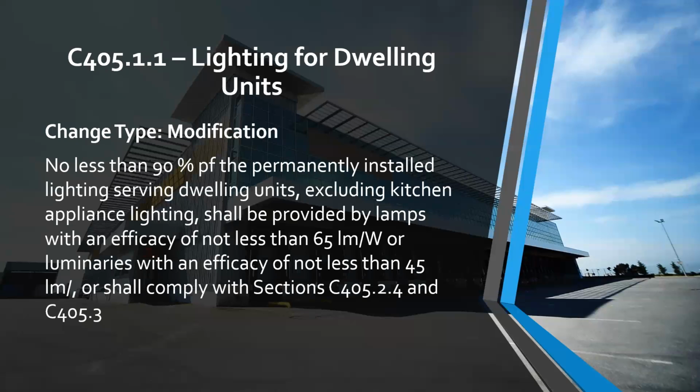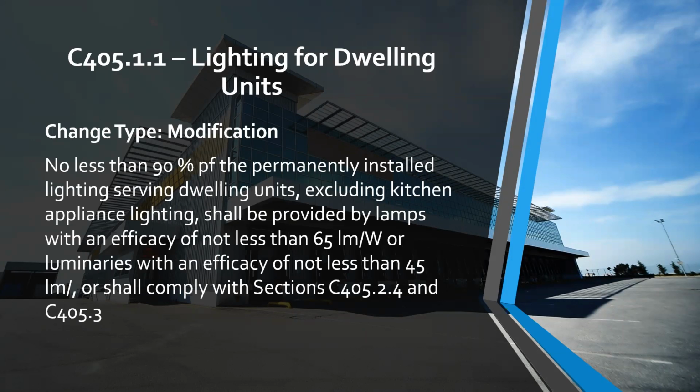Another one was basically that not less than 90% of all permanently installed lighting serving the dwelling units, excluding kitchen appliance lighting, shall be provided by lamps with efficacies of not less than 65 lumens per watt. That's how much light is actually produced divided by the watts used. Or luminaires with an efficacy of not less than 45, or shall comply with another section, C405.2.4 and 405.3.